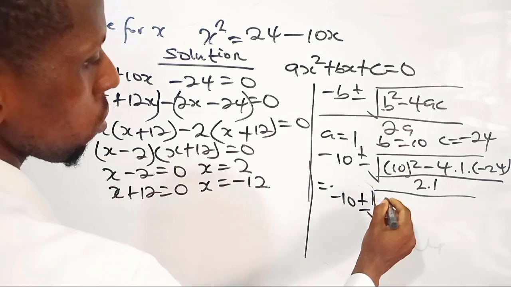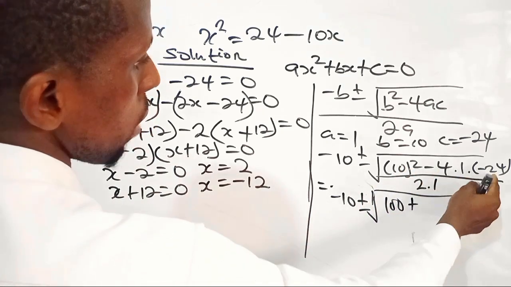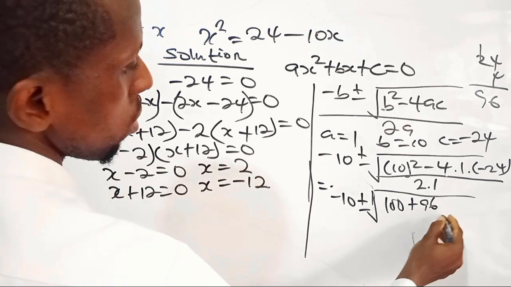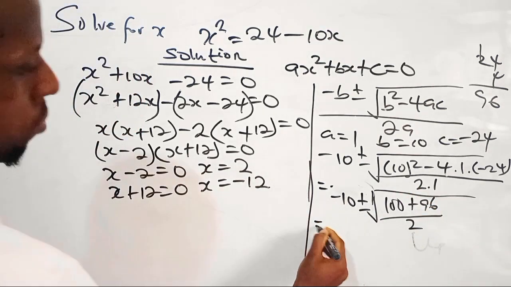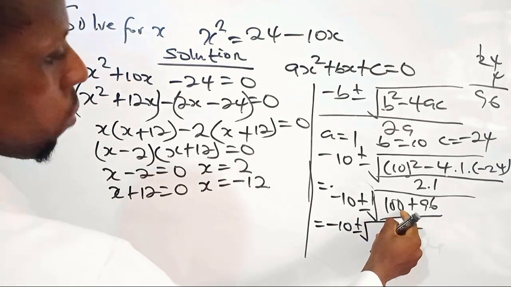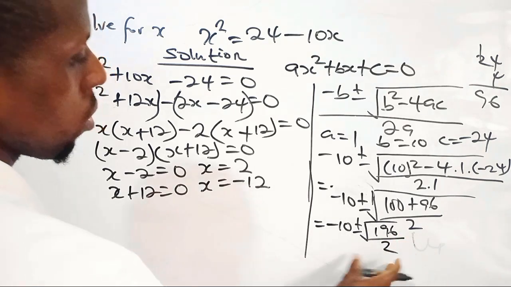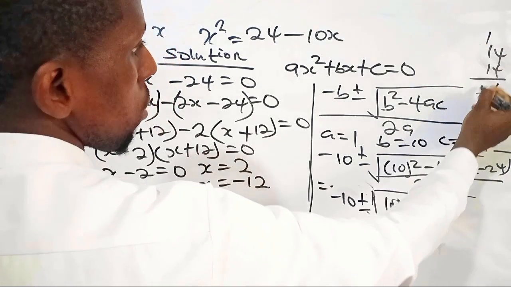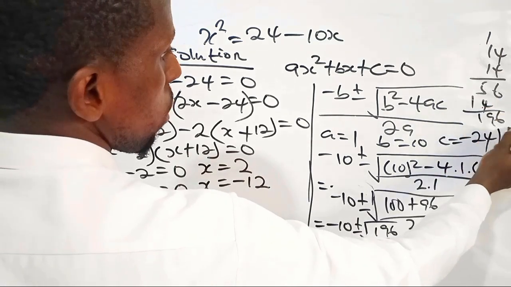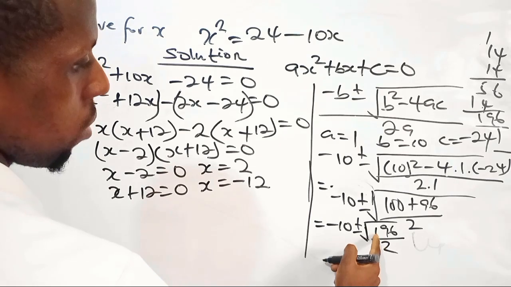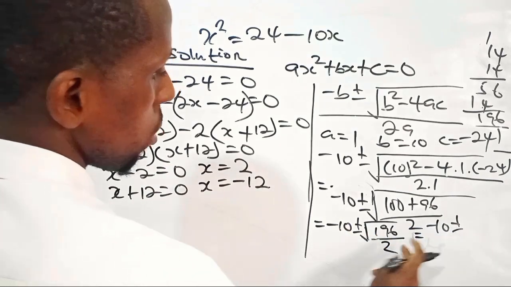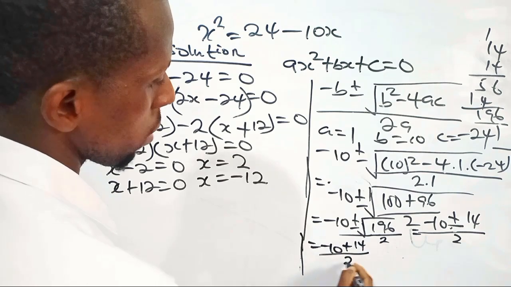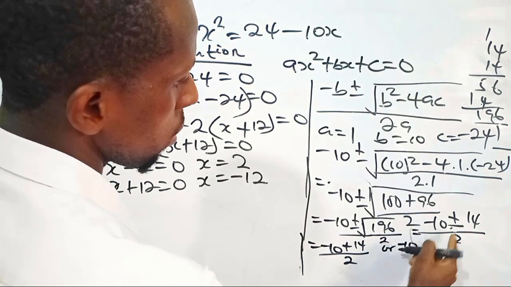So equals minus 10 plus or minus square root of 10 squared is 100, so minus and minus is plus. When I multiply 24 by 4, this gives me 96, divided by 2 times 1 is 2. So from here I have minus 10 plus or minus square root of, when I add this together, 196, over 2. So the square root of 196 should be 14. 4 times 4 is 16, 4 times 1 is 4 plus 1 is 5, 1 times 4 is 4, 1 times 1 is 1, so this gives us 196. So we have minus 10 plus or minus 14 over 2.